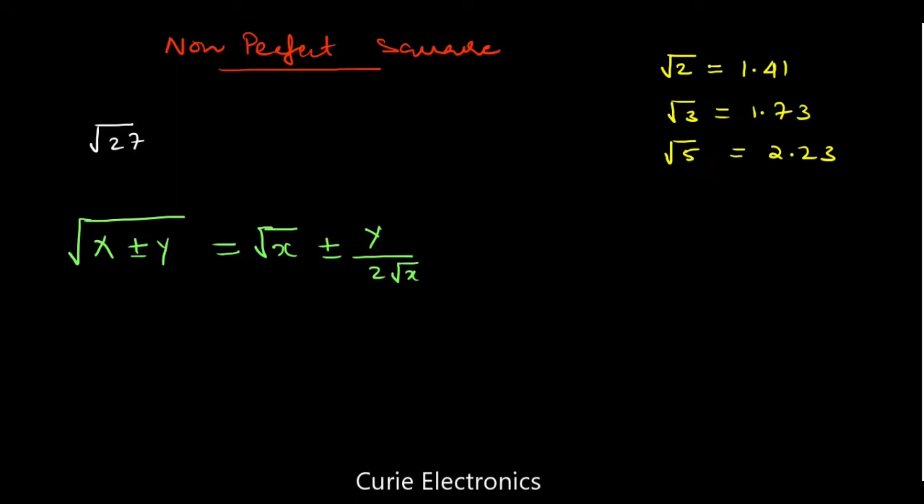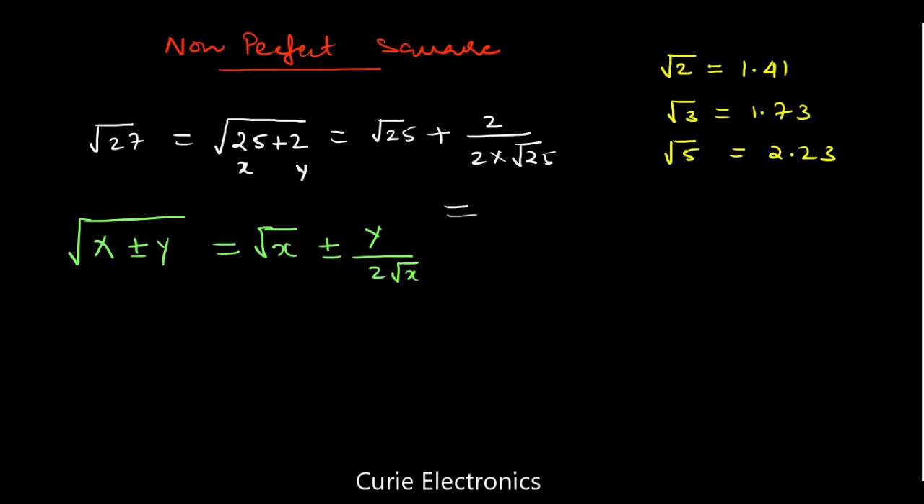Let's take 27. We can write it using the nearest square, as 25 plus 2, or 36 minus 9, whichever gives 27. So here I am using square root of x plus y: square root of 25 plus, as per the equation, y upon 2 multiplied by square root of x. What is the x value here? 25.